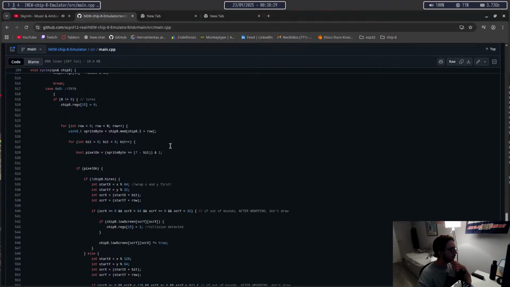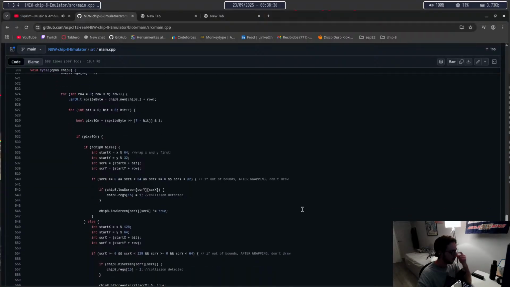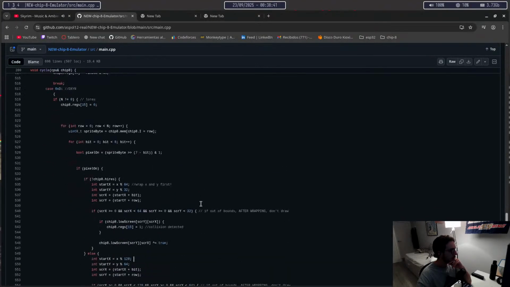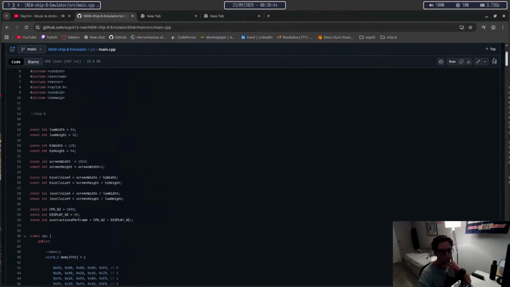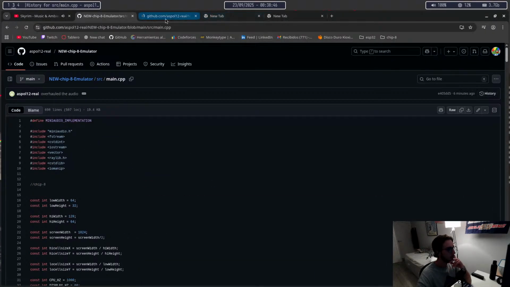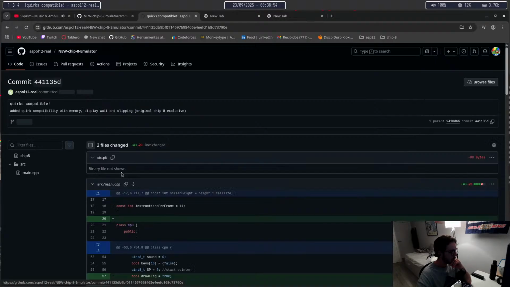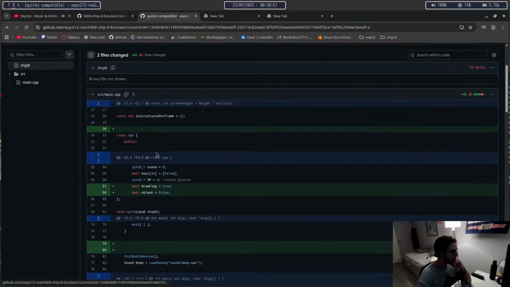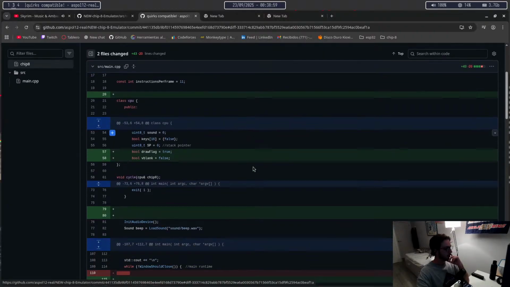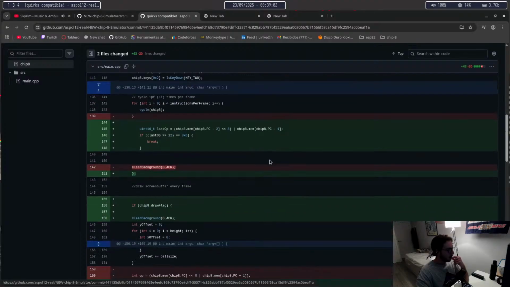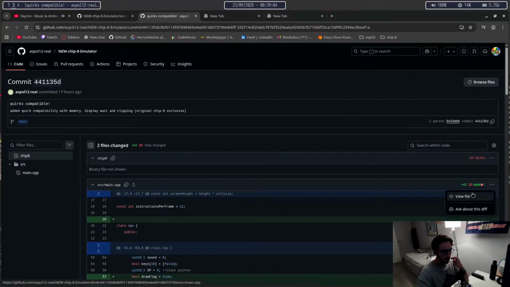Alright, so if out of bounds after wrapping, don't draw. So what are the changes that you did to fix this? When indeed you uploaded as such, overhaul the audio super chip support, quirks compatible. Display and clip in. Okay, so this has to be it, right? Chip 8. Edit device, not clearly what I want. Okay, let me just view the file.